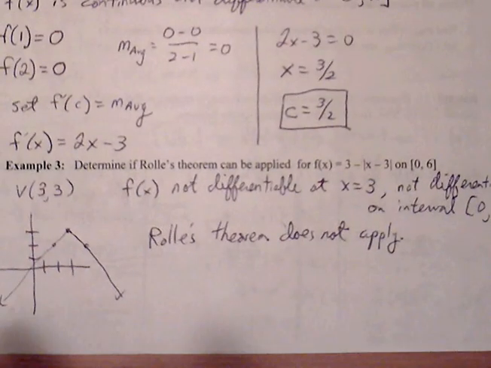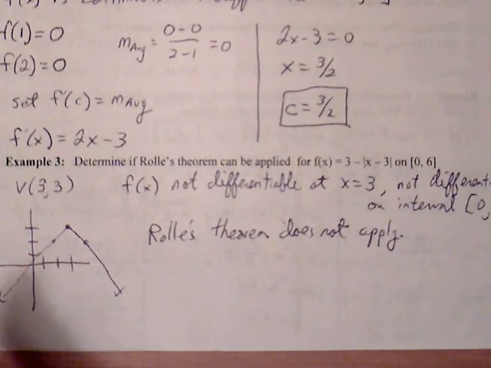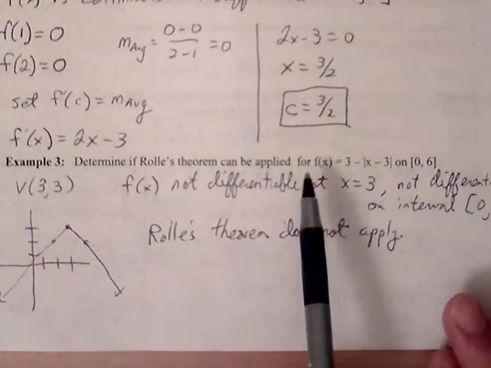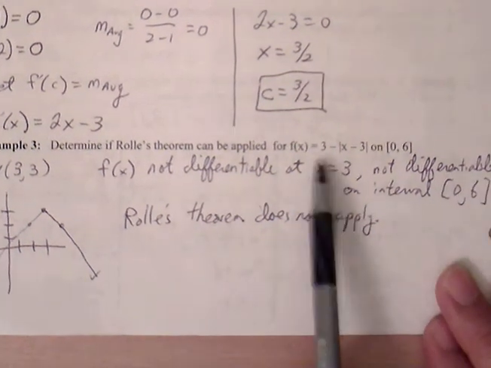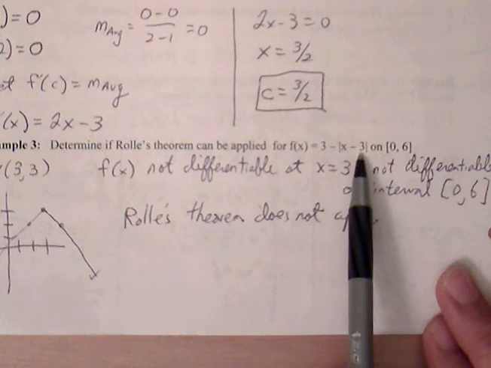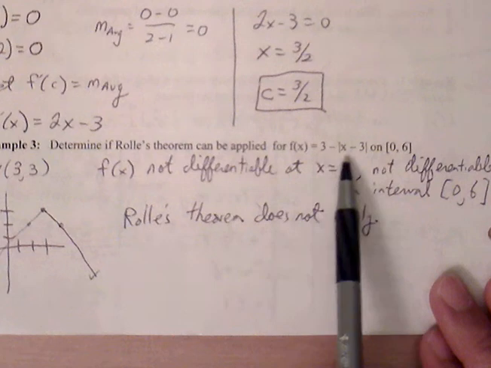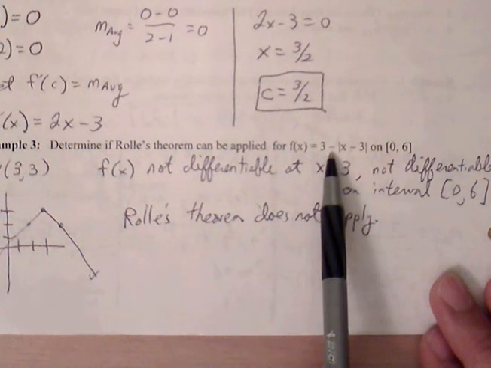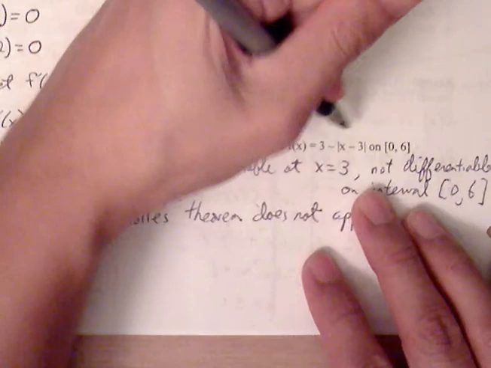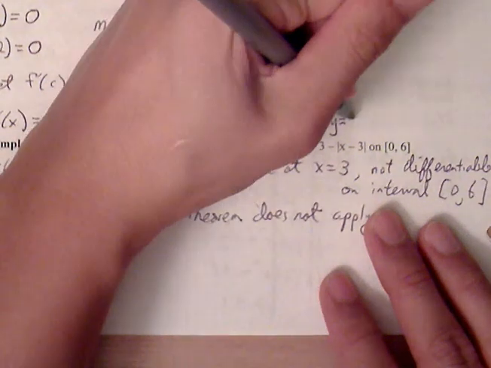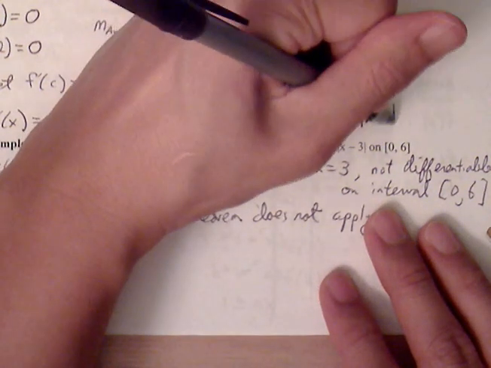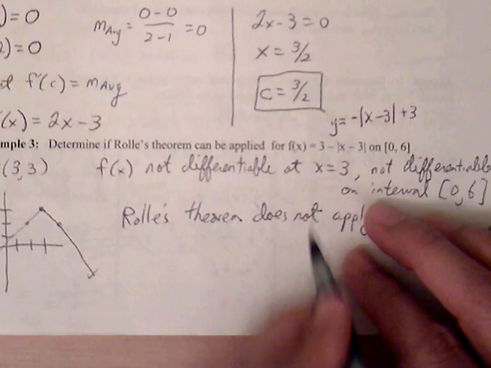Okay, example 3, determine if Rolle's theorem can be applied to the function 3 minus absolute value of x minus 3. Now let's graph this function. Absolute value of x minus 3 is simply going to be an absolute value function where the vertex is at 3, 0. In this case, it'll be at 3, 3. Okay. The graph is going to open downward because of the negative. So we can also think of it this way. If I write it as y is equal to negative absolute value of x minus 3 plus 3, maybe that's in the form that's a little bit easier to recognize.